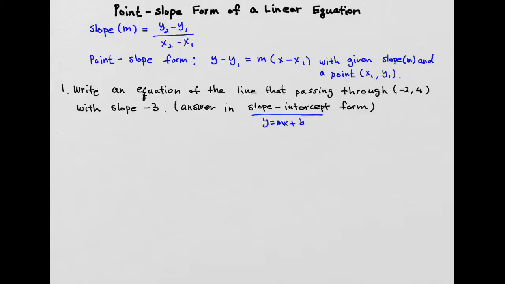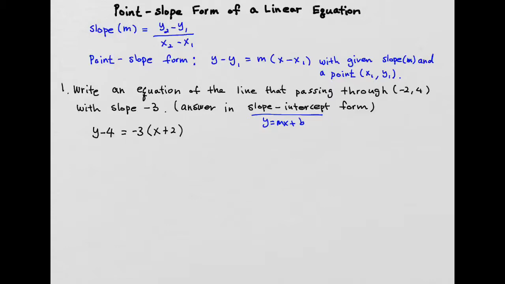Let's see what we need to do first. We know that as soon as I write an equation, I'm going to use this formula. In order to use this formula, I need to have a slope and a point. And this question did give one point and the slope. So I just need to replace it into the formula. So I have y minus my y1, which is 4, equals my slope, which is -3, times x minus x1, which is -2. So that becomes +2.